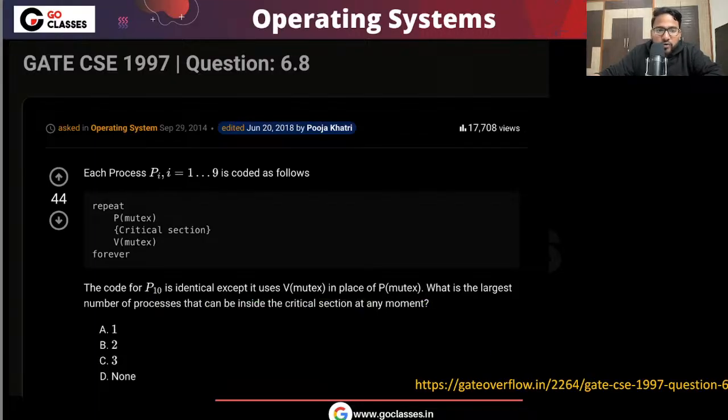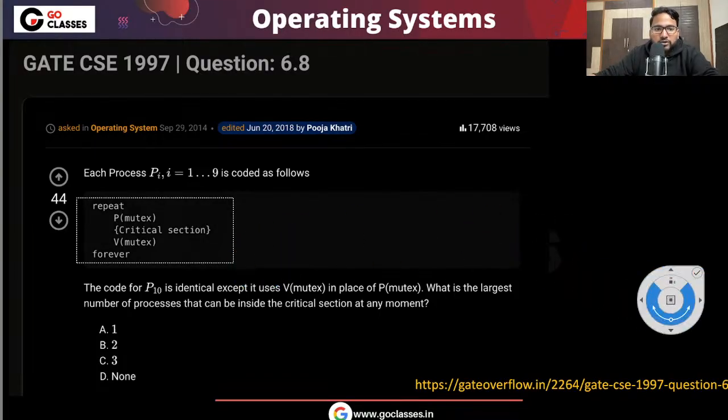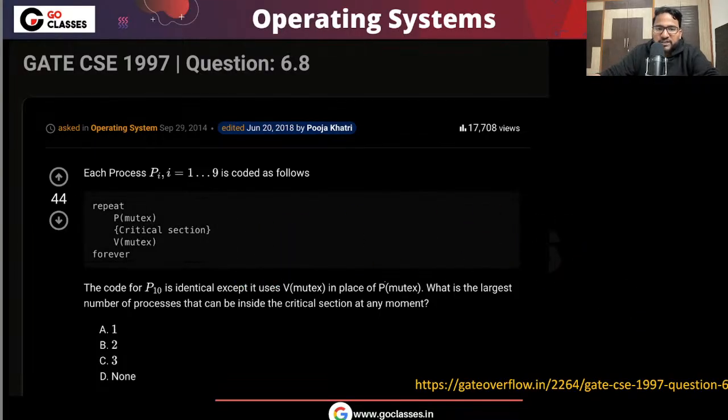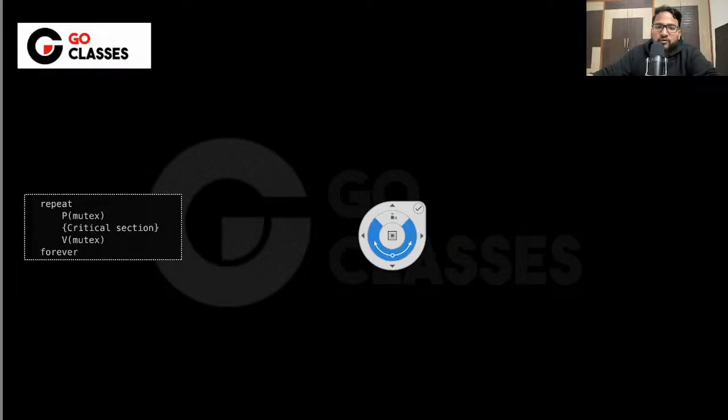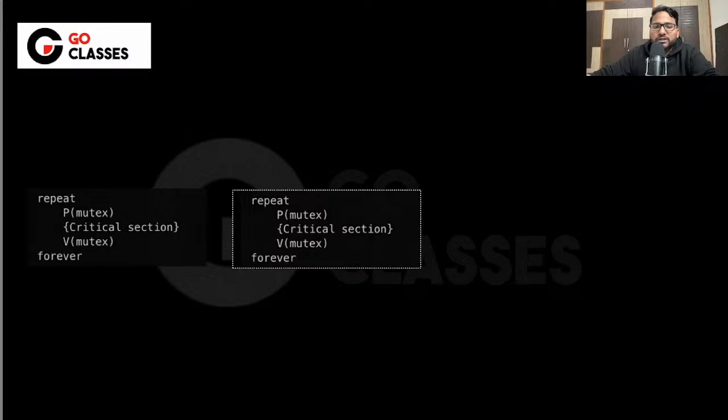What is the largest number of processes that can be in the critical section at once? Generally, if they do not specify, then it is actually the binary semaphore. Mutex generally means it is for mutual exclusion, which actually means the binary semaphore. So they are saying that there are 10 processes.